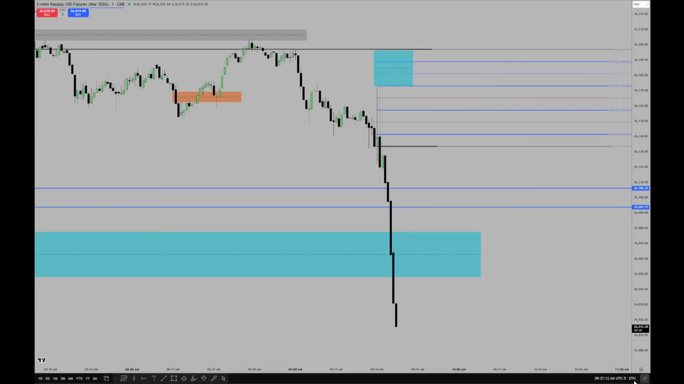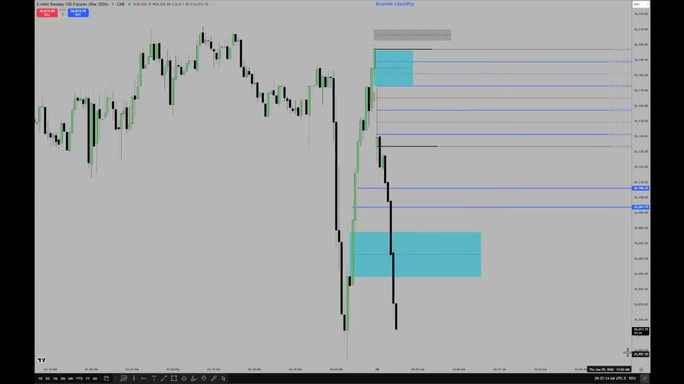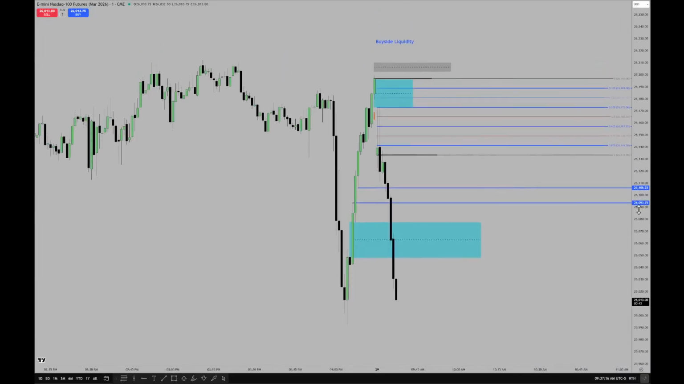Let's go to regular trading hours again. And right below here is the liquidity for anyone that was long. That's what they're going to target. They're going to target that right there.